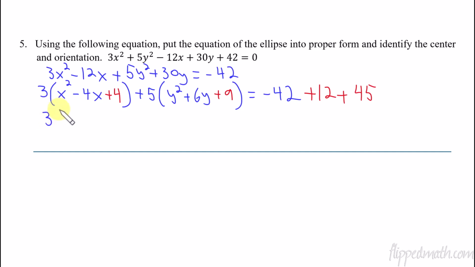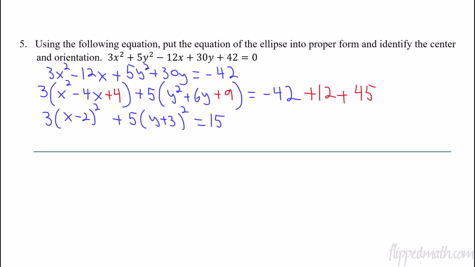And then now we can start cleaning this up a little bit. We get 3 times, this now becomes a quantity squared, right? We factored this into a nice perfect trinomial. So it becomes x minus 2 quantity squared, plus 5 times something quantity squared. This thing becomes a quantity squared, which is y plus 3. We always take half of that number. Equals, and then we just add this stuff up. 45 minus 42 is 3, plus 12 is 15.